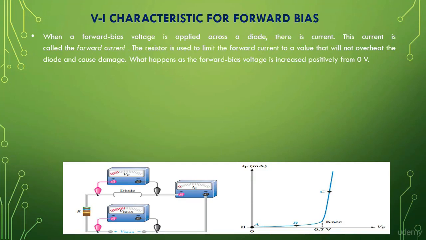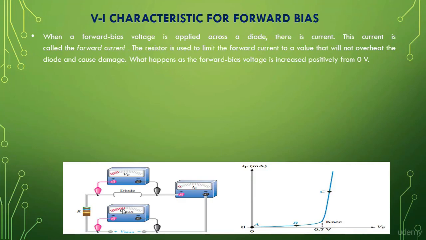In this figure you can see this is V bias, the external DC voltage, and this is a current limiting resistor, and this is the diode, and this is the ammeter that indicates the flow of current through the diode, and these are the voltmeters connected across the diode and DC source. The resistor is used to limit the forward current to a value that will not overheat the diode and cause damage. What happens as the forward bias voltage is increased positively from 0 volt?